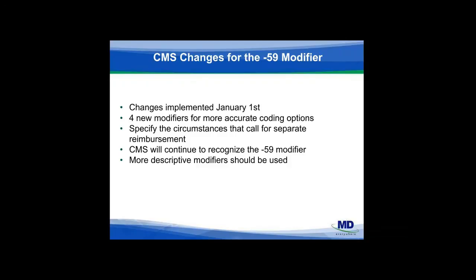And the 2013 CERT report projected a one-year error of $770 million in incorrect Modifier 59 utilization payments. As a result, the Modifier 59 is a frequent target for payer audits and has been an annual presence on the OIG's work plan every year for a decade. In order to prevent this and to help out, Medicare has come out with 4 new modifiers. They're going to allow, with more specificity, for separate reimbursement and accurate coding options. Now, moving forward, CMS is going to continue to recognize the 59 modifier, but where applicable, more descriptive modifiers should be used.